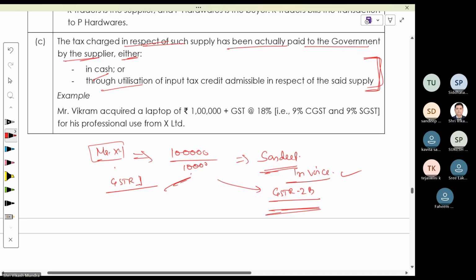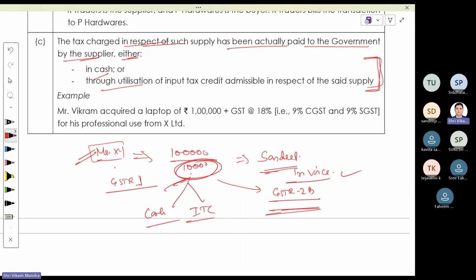But one more condition imposed by the government is that unless and until Mr. X paid this money to the government, how to pay? Through cash or through ITC, by whatever mode. If this is not paid to the government, it is not discharged to the government, then even though this information is available in GSTR 2B, Sandeep has a tax invoice.